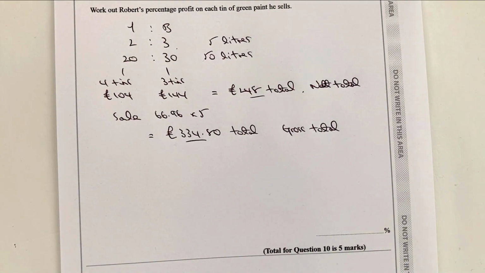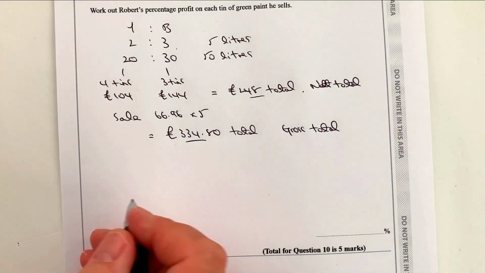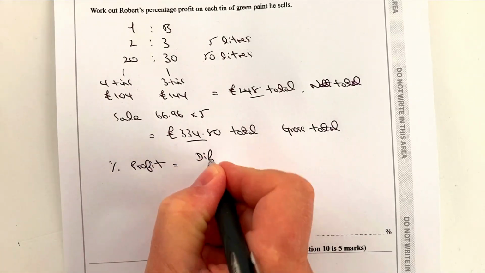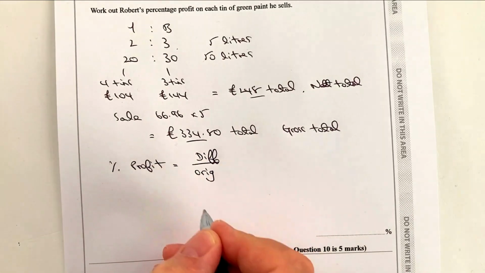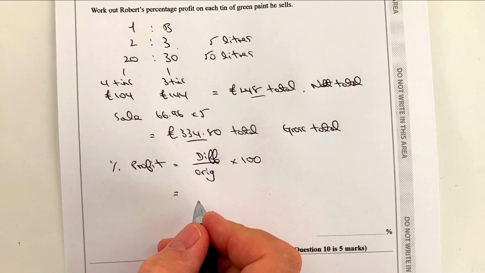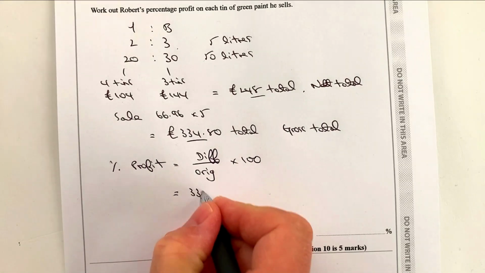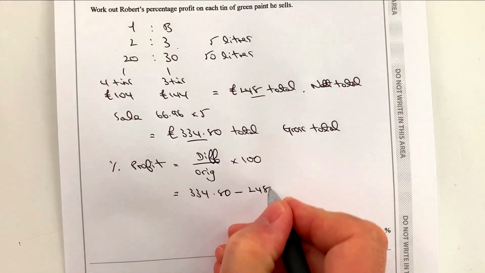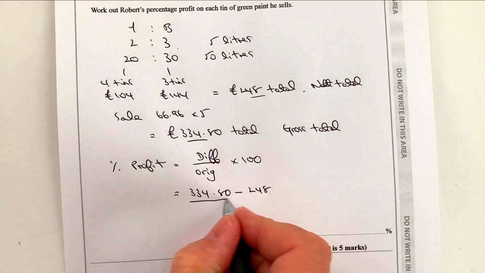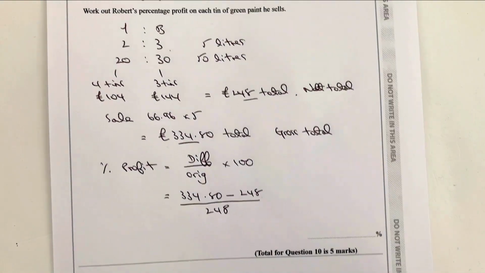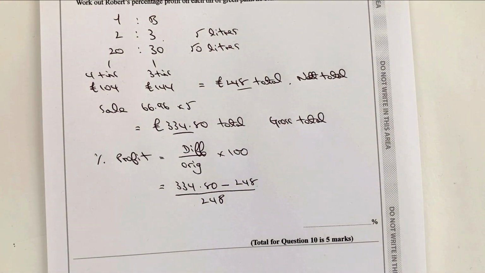So the profit is always going to be the difference divided by the original. So percentage profit is equal to difference over original. Remember, that's the fraction, so I need to multiply that by 100 to get my percentage. The difference is the total he sells for, £334.80, minus the total he bought for, £248, divided by his original, which is £248. Hopefully that's all right. Again, if you go to the channel, there are some playlists and some more videos on working with percentage profit.